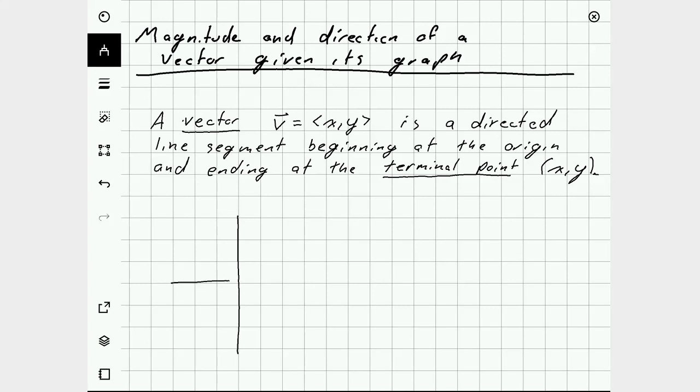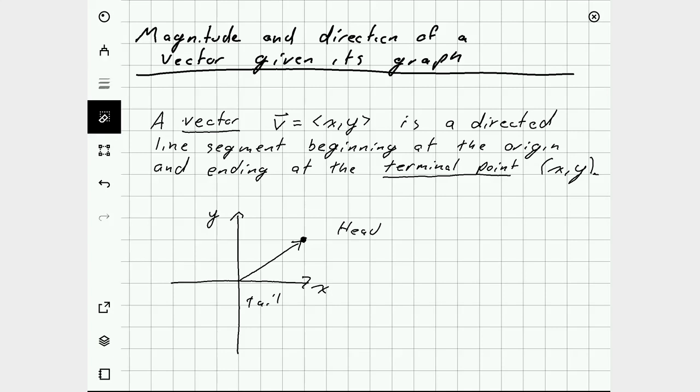So if we sketch out a set of coordinate axes here, and we find the particular point that we care about here, the terminal point, draw a line segment from the origin to that terminal point, and give it a direction. Sometimes you'll hear people refer to the head and tail of the vector. Again, that's not language that I'm going to use in this course, but because vectors are so prevalent in so many different circumstances, it's worth being familiar with.